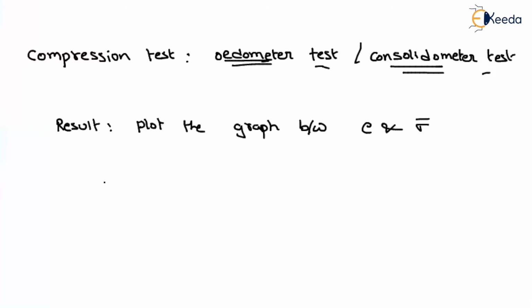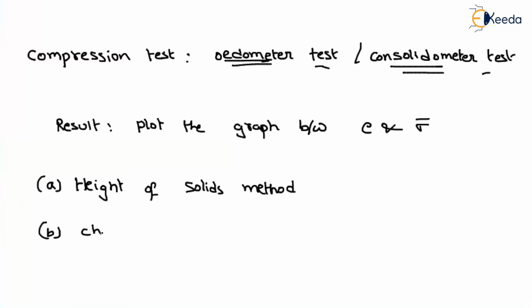Void ratio can be obtained by two different methods. The first one is the height of solids method, and the other is the change in void ratio method. Now let us see them one by one.